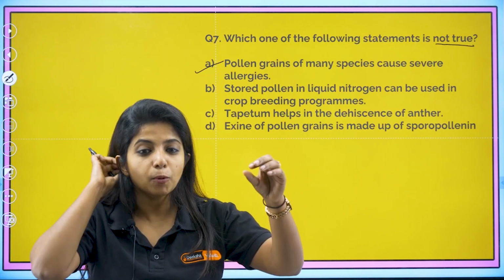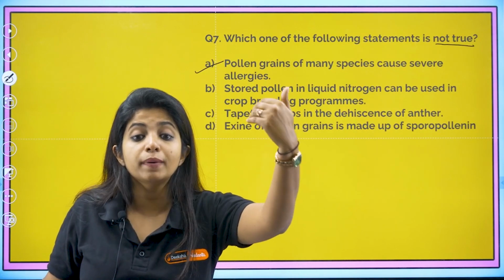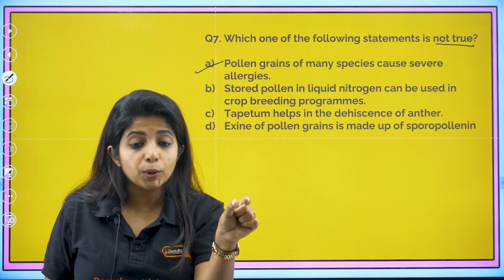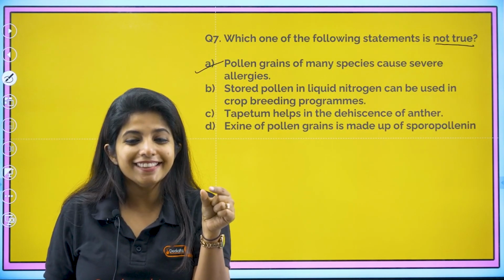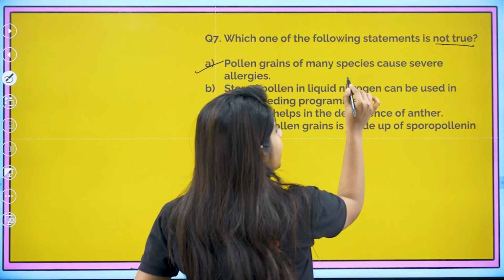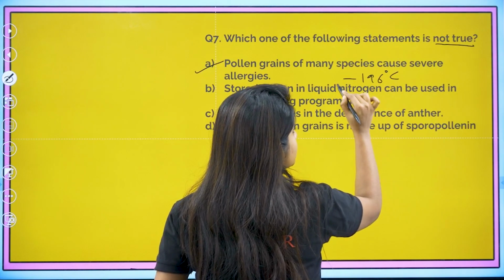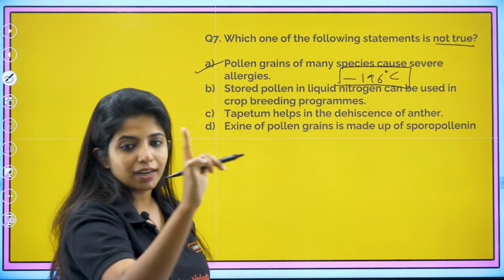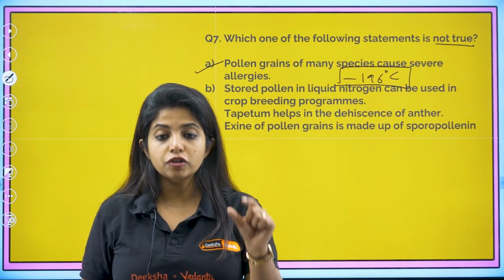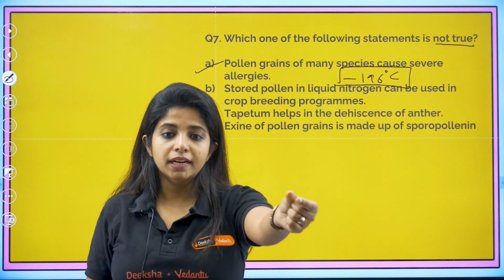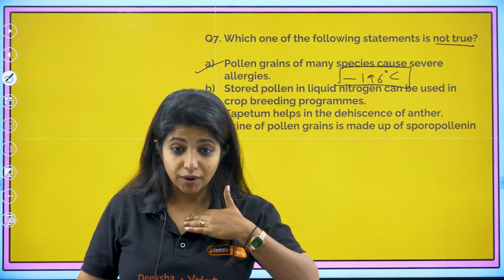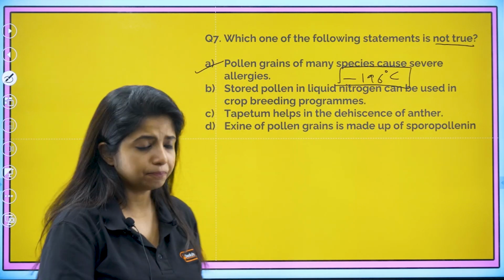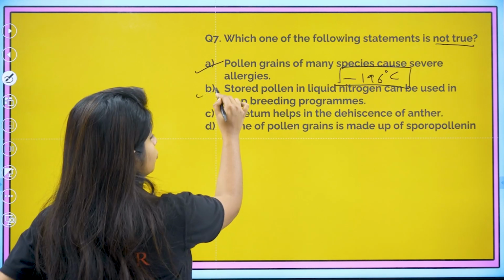For example, I got pollen of a plant which is soon going to die. It is going to be extinct from the world. If I take the pollen grain and store it somewhere, that is in liquid nitrogen, at minus 196 degrees Celsius. Please remember this degree, minus 196 degrees Celsius. If I store it there, later on I can take the pollen grains and use them for crop breeding programs, that is for making new crops. So this is also true.